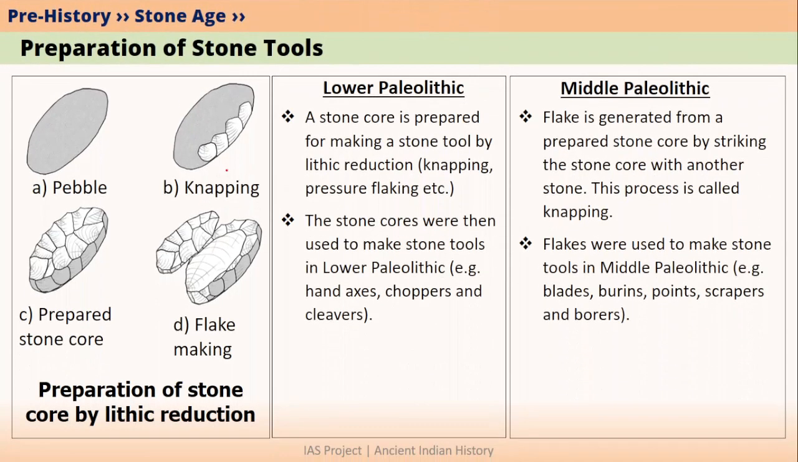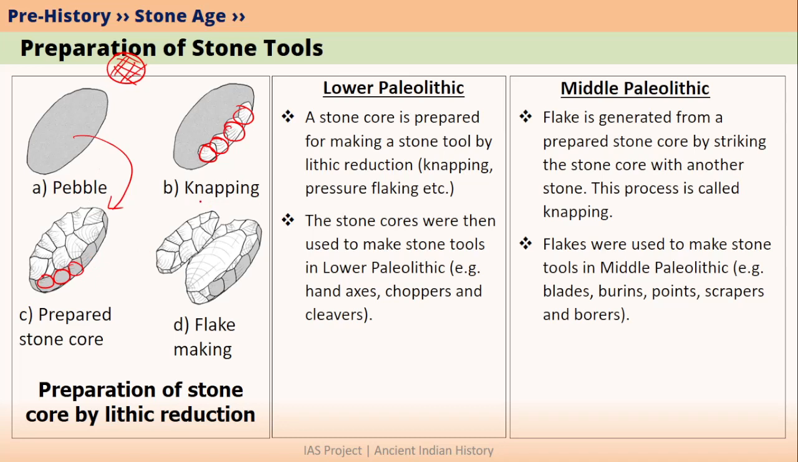Let us look at how these stone tools were prepared by lower Paleolithic age people. What they did was they first took a pebble and they hit this pebble with another stone. And because of this hitting, small parts started to be removed from this pebble. And eventually pebble became something like this after all these parts have been removed after hitting with another stone.